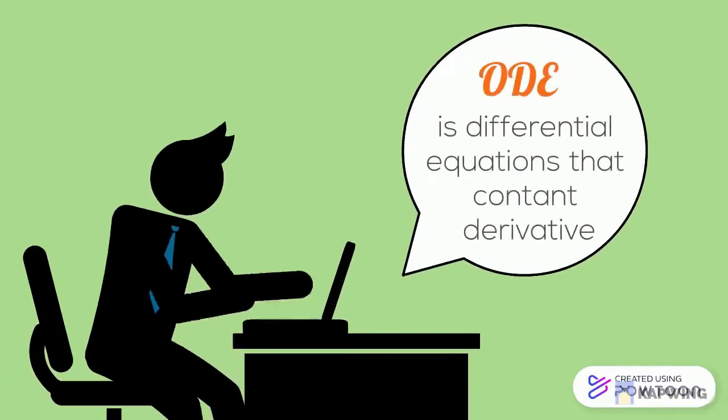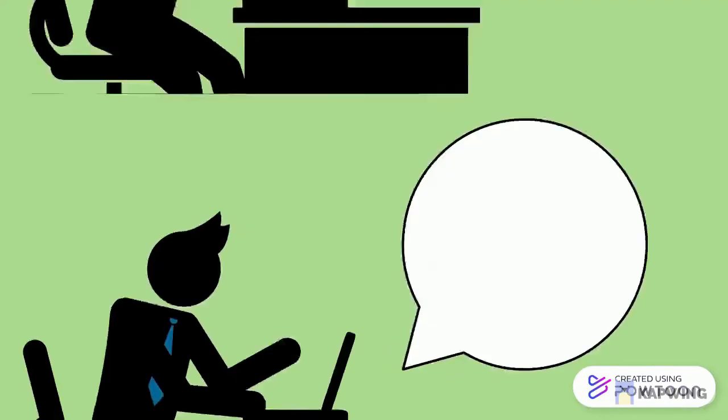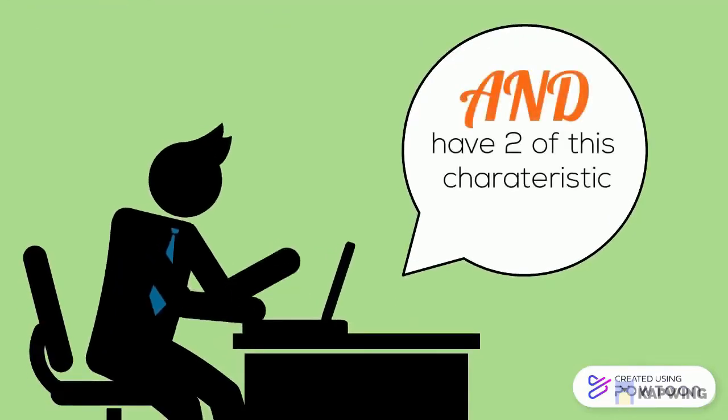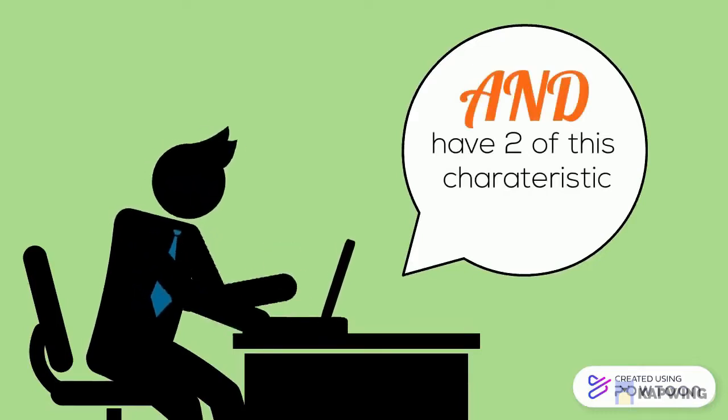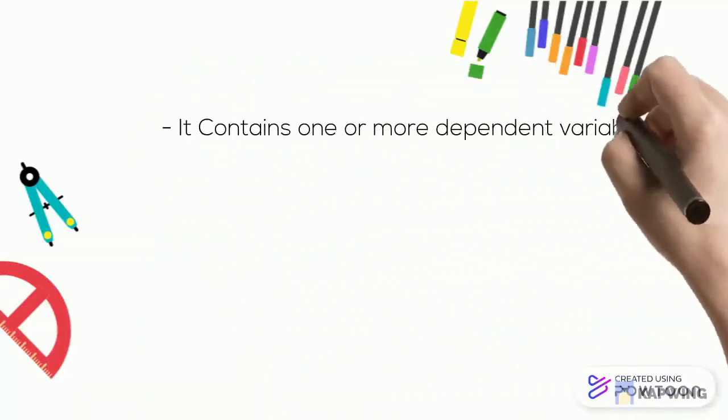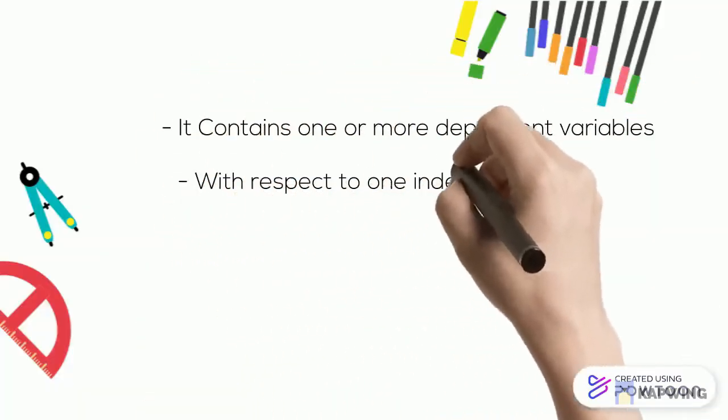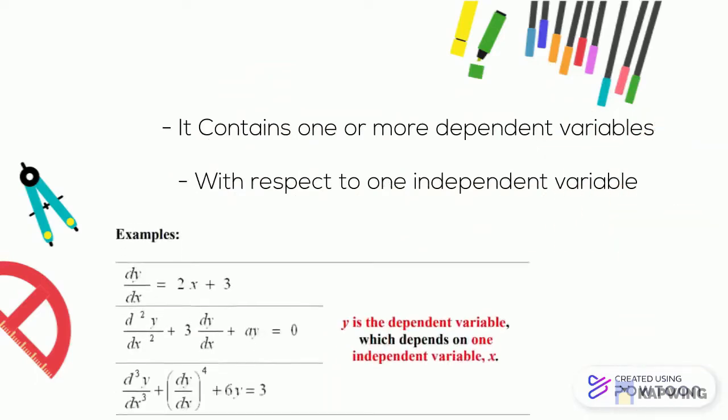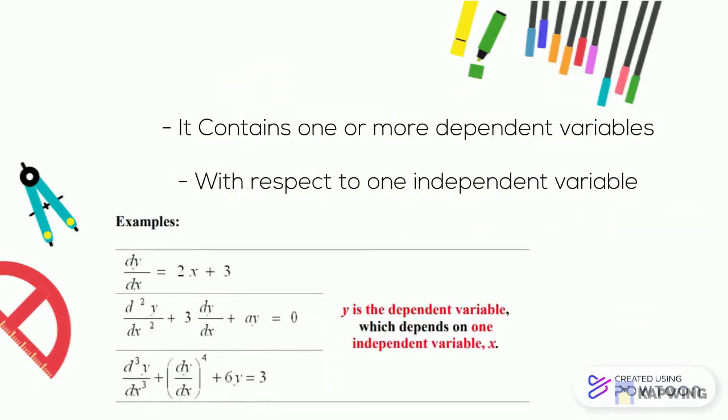So ODE is a differential equation that contains derivatives and has two of these characteristics, which are: firstly, it contains one or more dependent variables. Second, with respect to one independent variable, such as in this example, y is a dependent variable which depends on one independent variable, which is x.